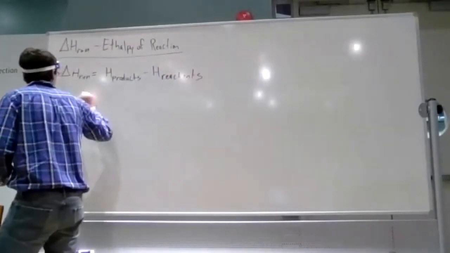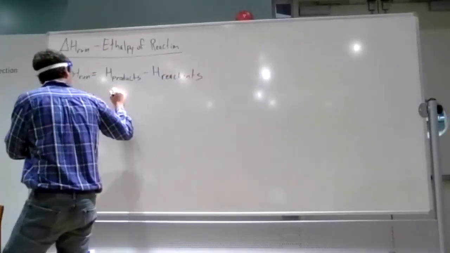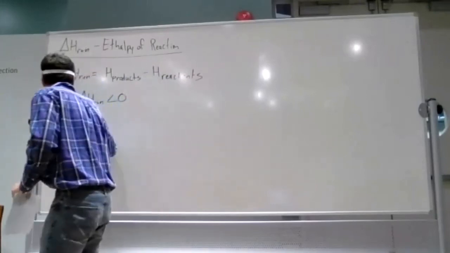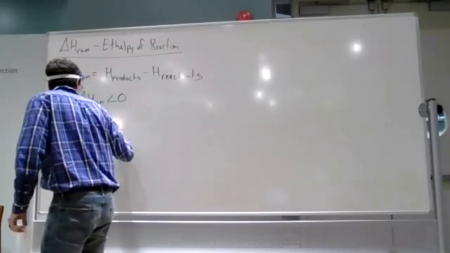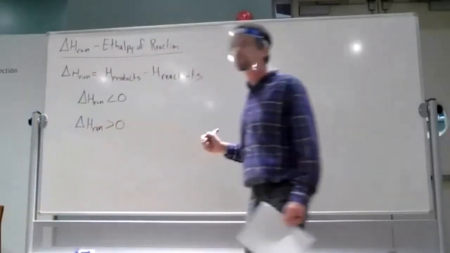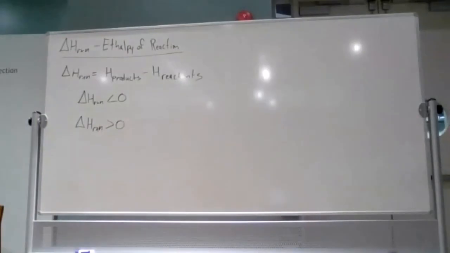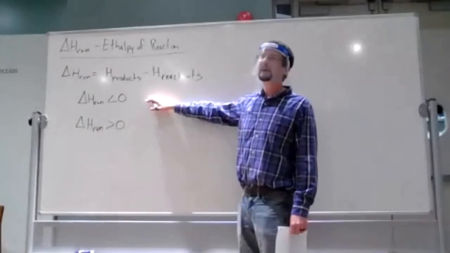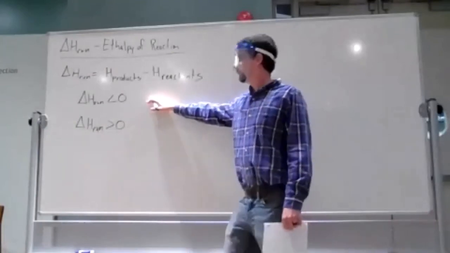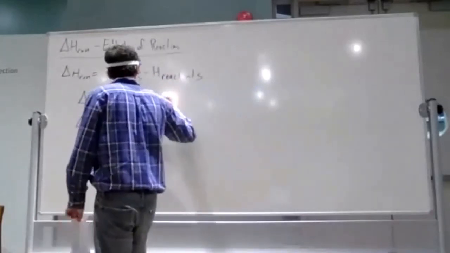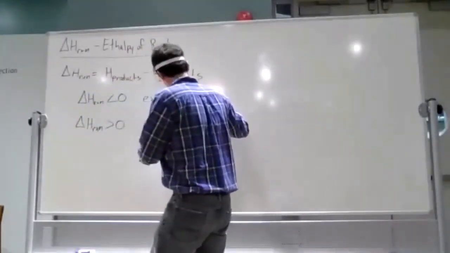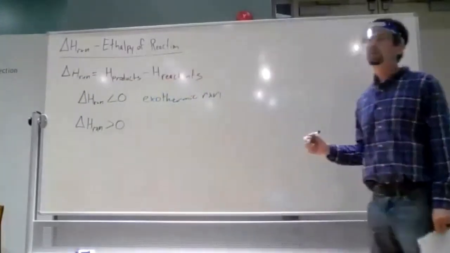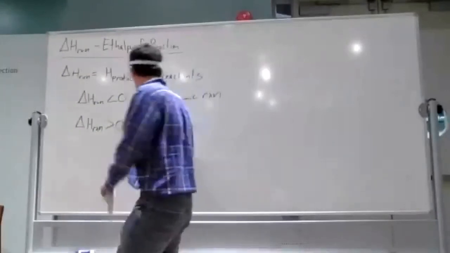Now, if delta H reaction is less than zero, or delta H reaction is greater than zero, what do we know about the heat exchange of this reaction? If delta H reaction is less than zero, is this an exothermic or endothermic reaction? Yep. So we have an exothermic reaction. And if delta H is greater than zero, you have an endothermic reaction.